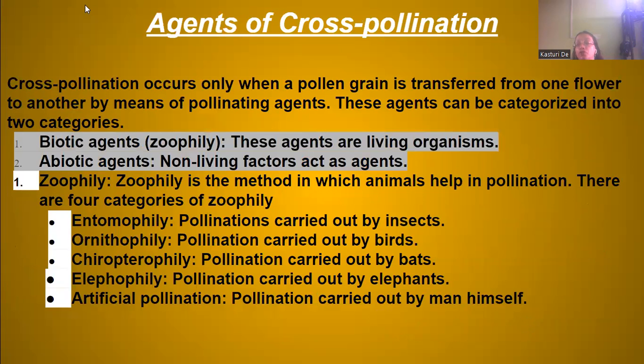Then agents of cross-pollination. What are the agents of cross-pollination? Cross-pollination occurs only when pollen grains are transferred from one flower to another by means of pollinating agents.